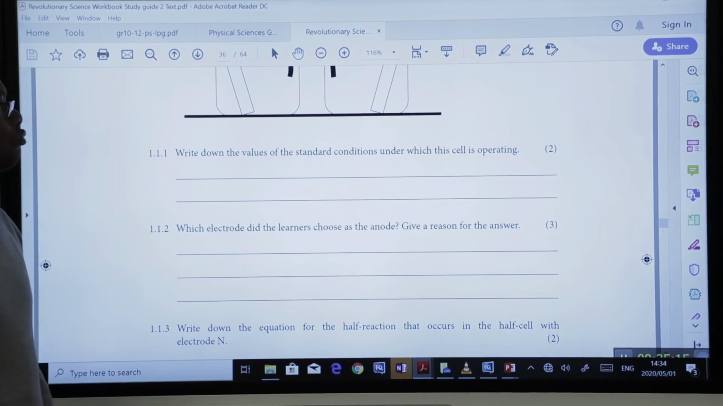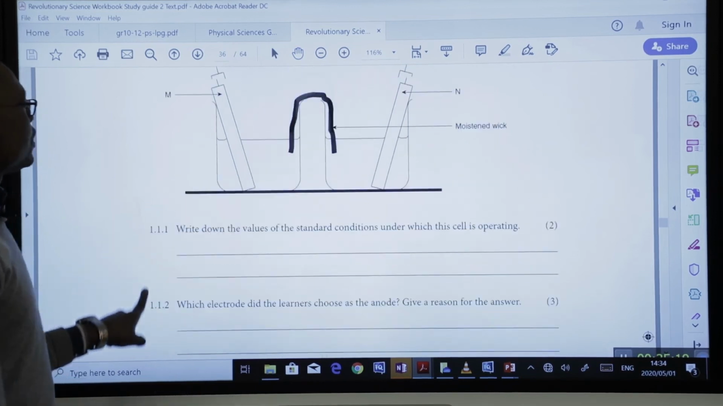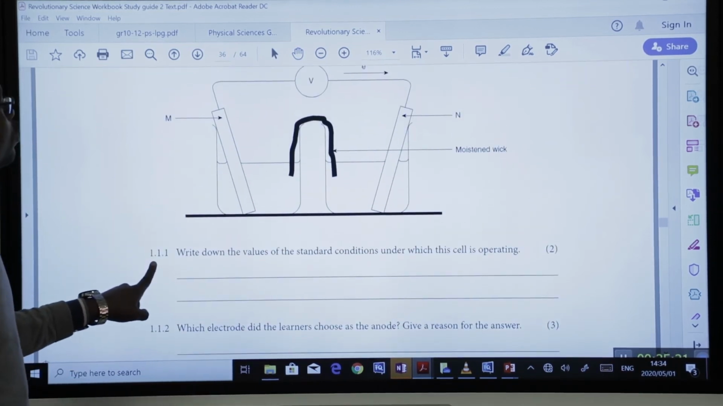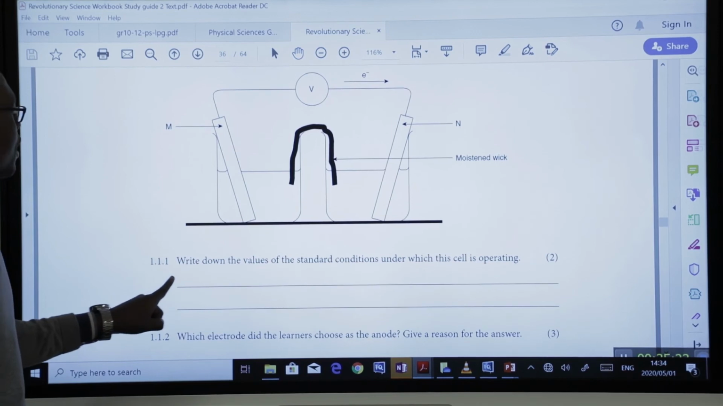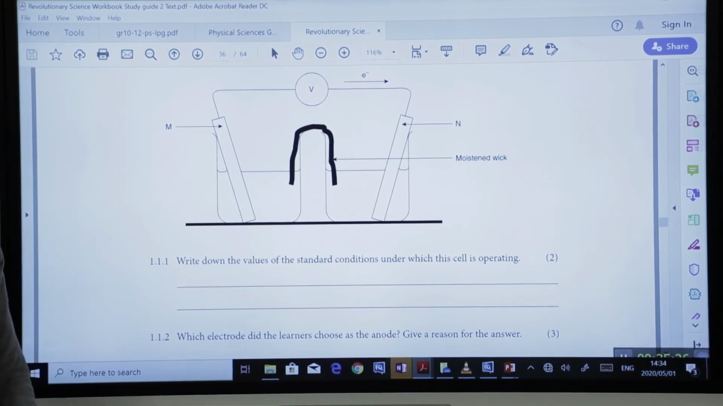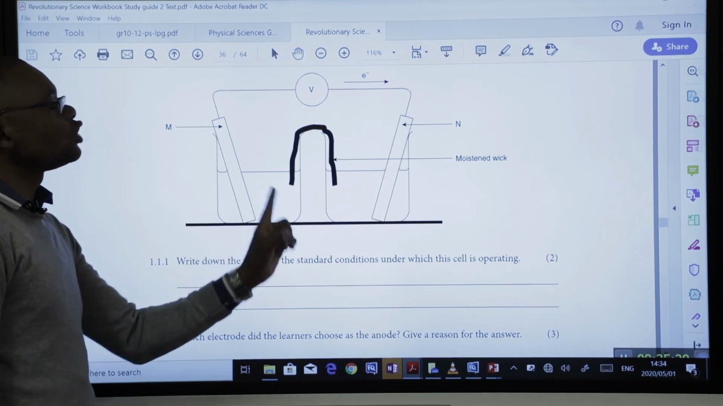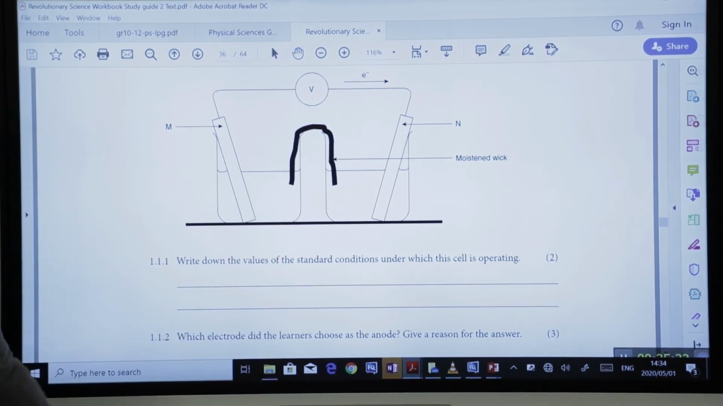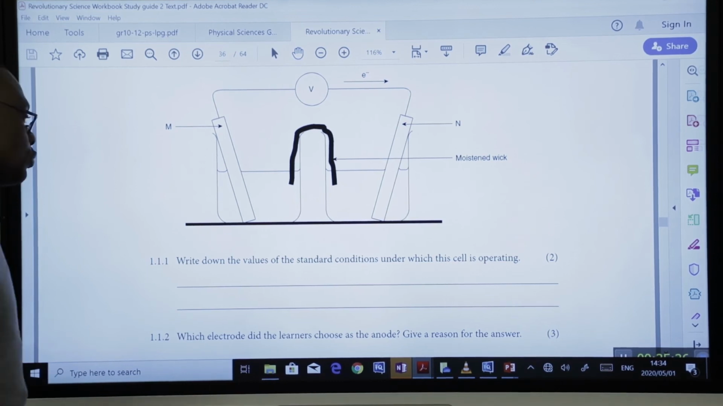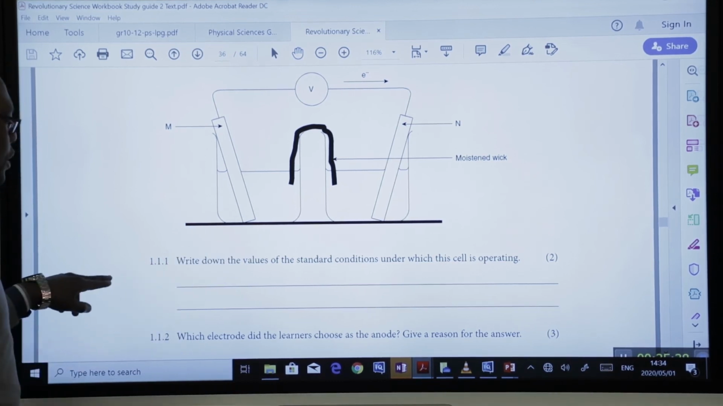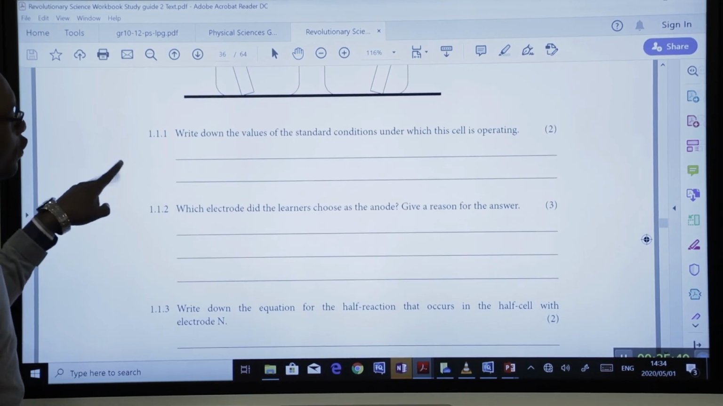Oh, this is very simple and straightforward, boys and girls, because you can actually see that the standard conditions is such that the temperature is at 25 degrees Celsius, and also the concentrations of the electrolytes are all 1 molar. And the pressure is 1 atmosphere. So for 2 marks, you get that for giving that reason.